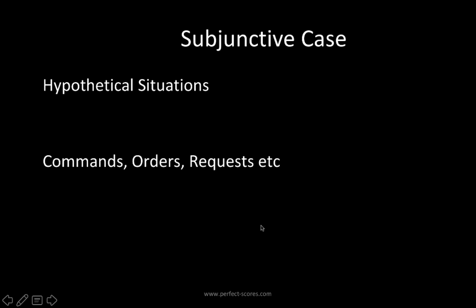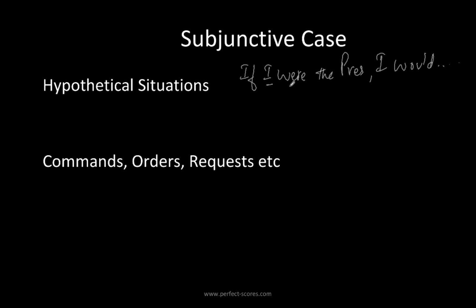So let's move on to the next part of verbs that we need to do, which is the subjunctive case. Subjunctive case is a little different from the verbs that we have discussed so far, and it's used in two cases. One is for hypothetical situations. For example, you can say, if I were the president, I would do something. So normally with I, we use the verb was. But in hypothetical situations, you have to use were. That is known as the subjunctive case.